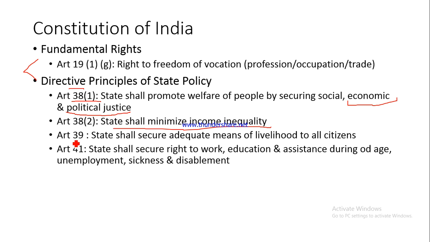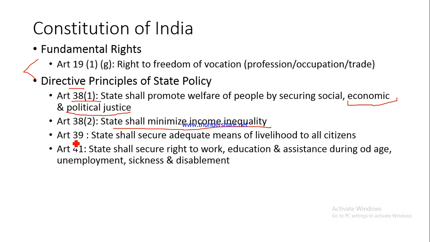Again, Article 41. State shall secure right to work, education and assistance during old age. Sorry, there's a mistake here. Old age, unemployment, sickness and disablement. So the government will try to ensure that everybody has a right to work. Everybody has got right to education, and when they grow old, they are given some assistance, or if they are unemployed, they are given some assistance. If they are sick, if they are disabled, meaning physically disabled, sharirik viklang. So if they are suffering from these kind of issues, they would be given some assistance by the state.